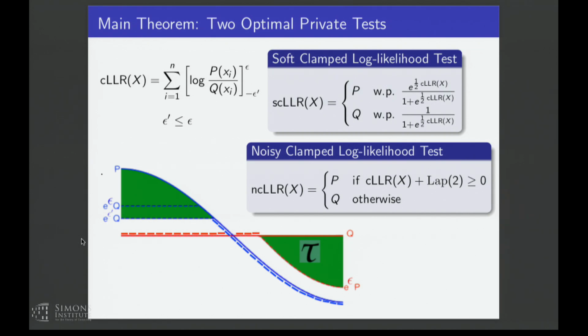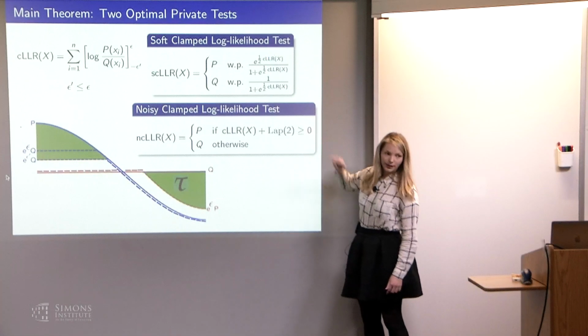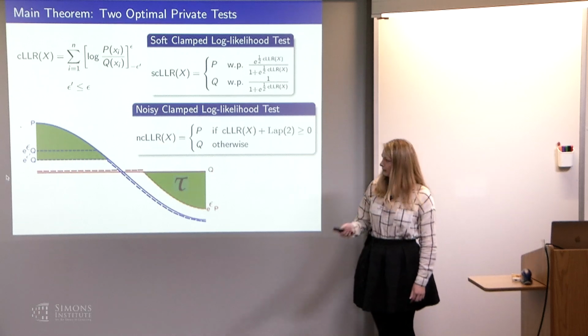The noisy clamp log likelihood test is an application of the Laplace mechanism. We just add Laplace noise to our test statistic, and then we do basically the non-private test. We output P if it's bigger than 0, and output Q if it's less than 0. Again, if the test statistic is bigger than 0, we output P more often than Q, and the reverse if it's negative. We're going to focus mainly on this test today, but both of these tests have optimal sample complexity.